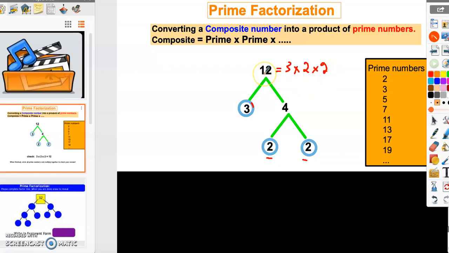So here we have a composite number. We convert it to several prime numbers multiplied by each other. This process is called prime factorization.